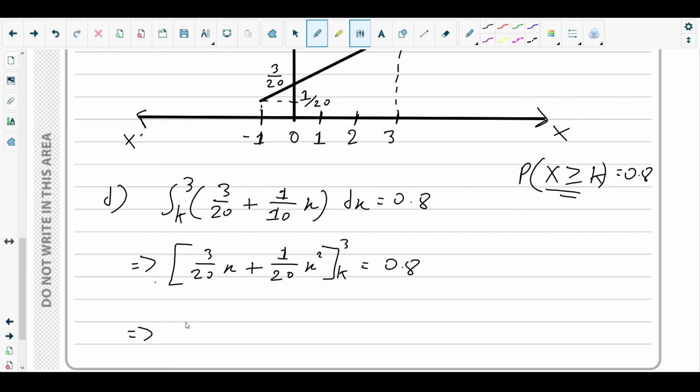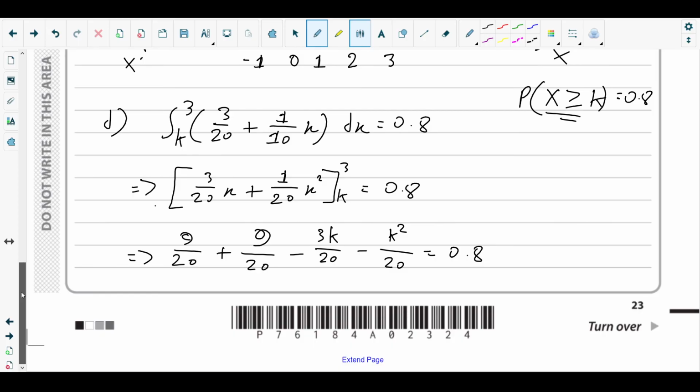Now what can we do? Put the limits. You'll get 9/20 plus 9/20, minus 3k/20 minus k squared over 20. This equals 0.8, right? Now we can solve this equation.